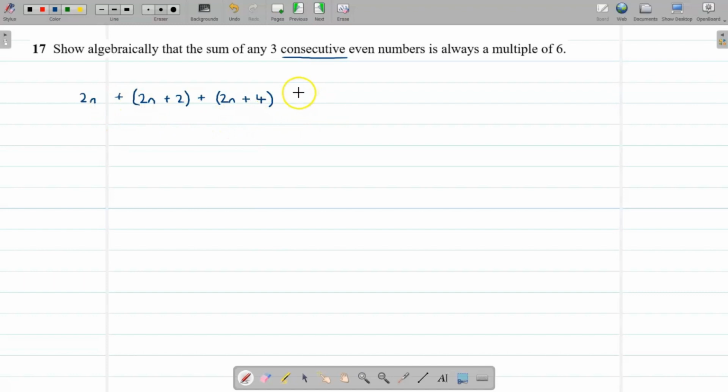Now, when you add that all together, you get 6n plus 6. And to show that that's a multiple of 6, you just take out a factor of 6 and you've got 6 times (n plus 1). And you just need to say multiple of 6. That's it. Because once you've taken out that 6 from the bracket, then you're proving that it's a multiple of 6. Okay, and that's all you need to do for that question.